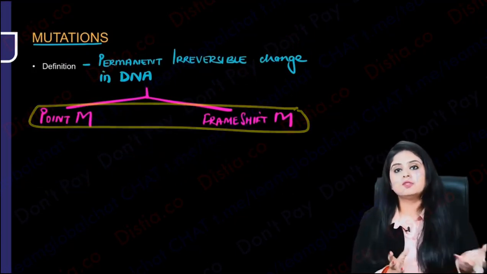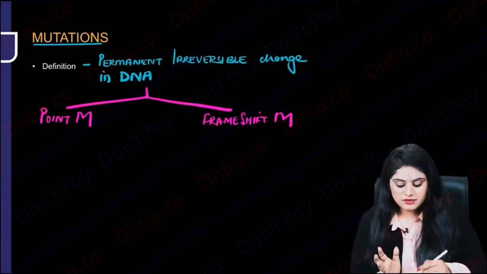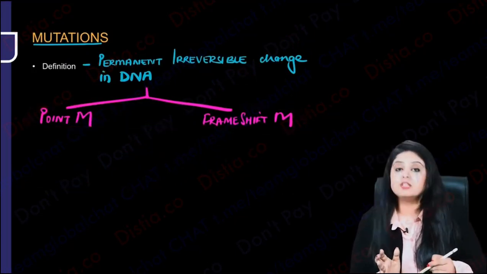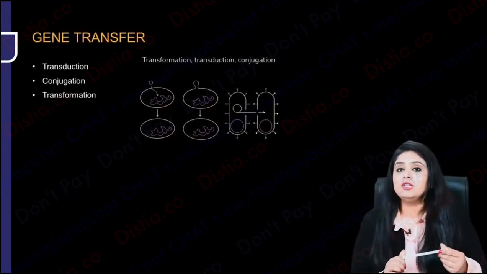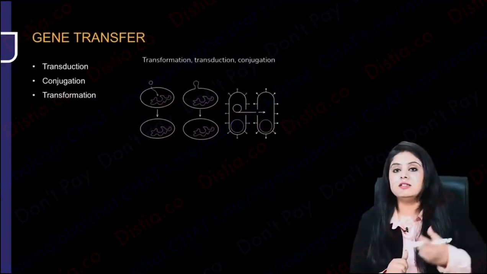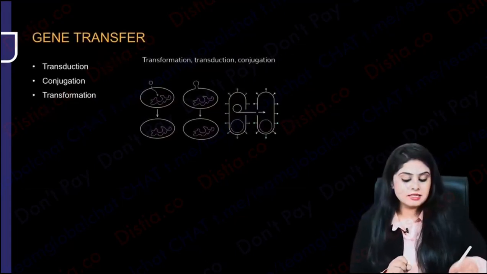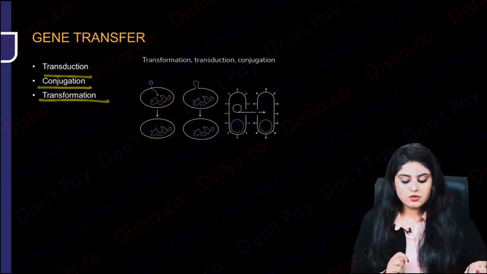The same question comes in your microbiology also. Now let's go on to the real bacterial genetics. That is gene transfer. How does one bacterium transfer material to another bacterium? There are 3 methods that you have to study. One is transduction, one is conjugation, and one is transformation.